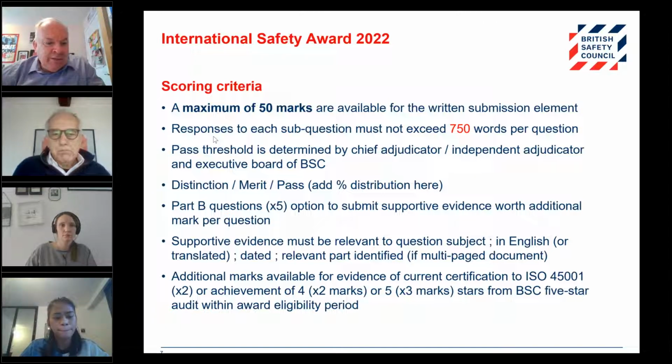Generally, to be perfectly honest, it's been around the 30 mark for a pass in previous years. But there are two other grades available: a merit grade and a distinction grade. Again, it would be unfair at this point to say that 50 marks will gain a distinction, because although that has been the past mark for a distinction, it may be slightly different this year. As I say, the threshold is determined by Neil, myself and the executive board.